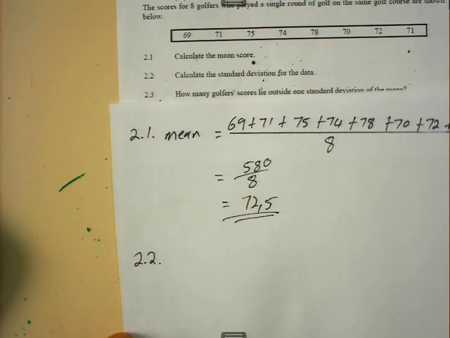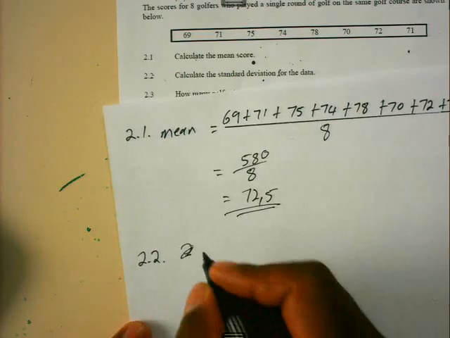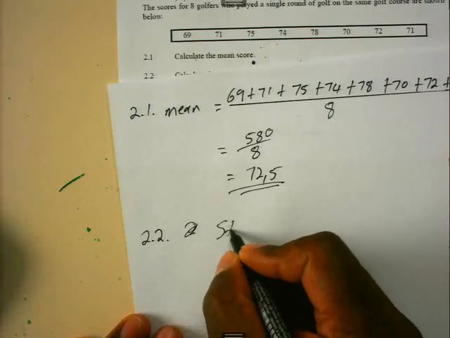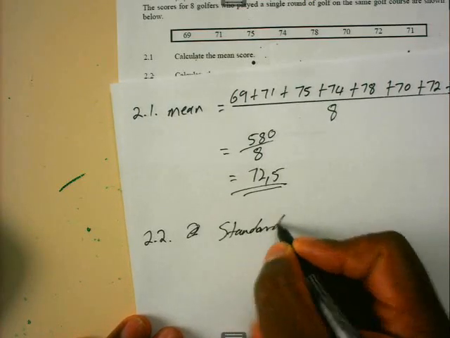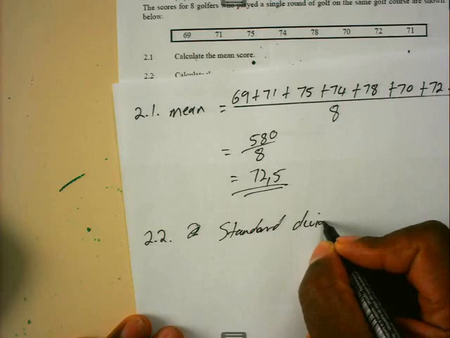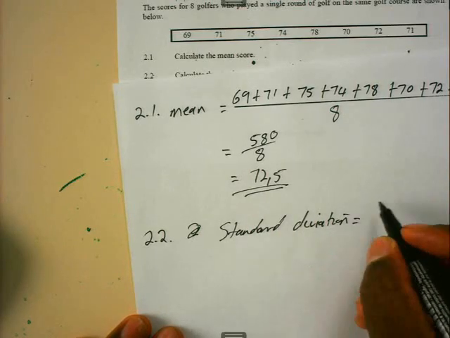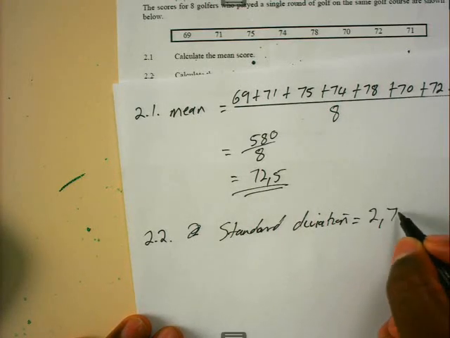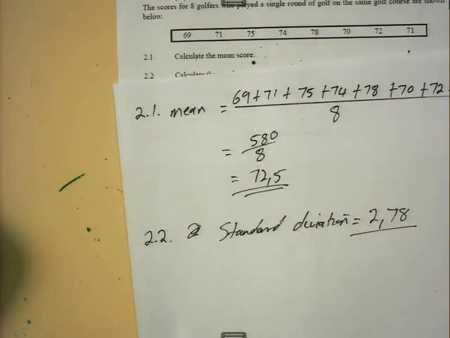Standard deviation here is, let me write it down. Standard deviation is equal to 2.78, correct to 2 decimal places.